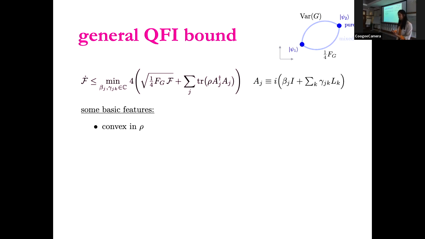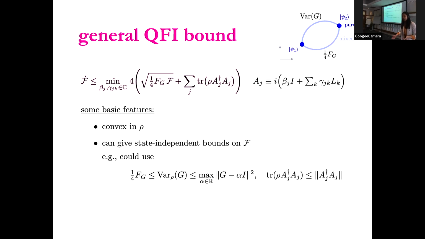But at this point, you might start to worry because these quantities depend on rho. So how do we actually apply this bound? Because if we had to solve for rho as a function of time using the master equation, then this could get pretty complicated. Well, in many cases, it's simple to get a state independent bound on the QFI. For instance, we could upper bound these two state dependence terms, the f sub g and the A_j dagger A_j sum, in terms of operator norms. And this is going to be valid as long as the norms are bounded, which they will be for any finite dimensional system, for instance.